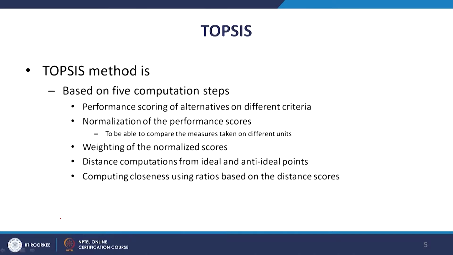So, there are 5 main computation steps that one has to perform to implement TOPSIS. The first one is performance scoring of alternatives on different criteria. We need to have those scores so that we can later perform the other steps. So, performance scoring of alternatives with respect to each criterion.